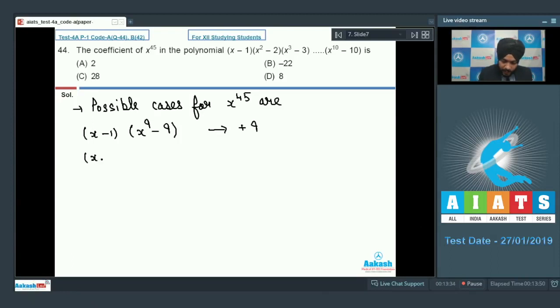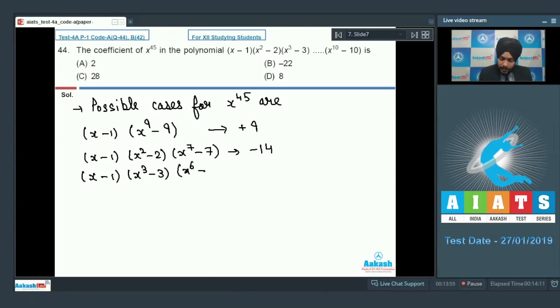For the x minus 1, let us split x power 9. So x square minus 2 into x power 7 minus 7. So the constant terms for these three and all the other variables. So minus 1, minus 2, minus 7, minus 14. Then the other possibility, x minus 1 into x cube minus 3 into x power 6 minus 6. Again, minus 6 into minus 3 into minus 1, minus 18.